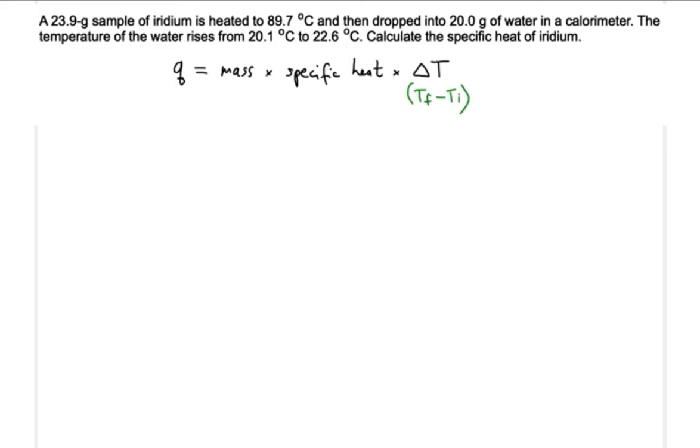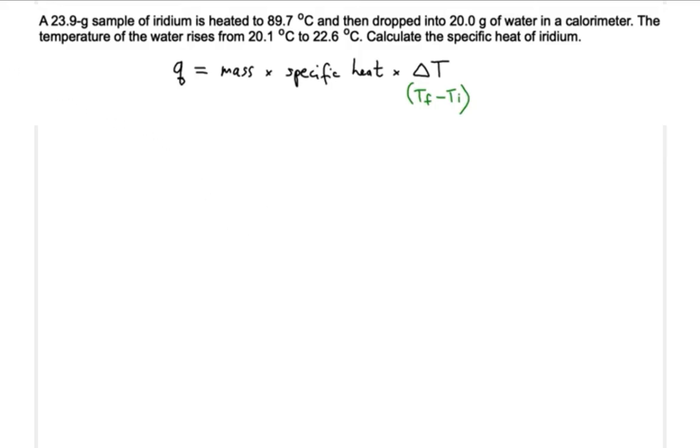A 23.9 gram sample of iridium is heated to 89.7 degrees Celsius and then dropped into 20 grams of water in a calorimeter. The temperature of the water rises from 20.1 degrees Celsius to 22.6 degrees Celsius. Calculate the specific heat of iridium.